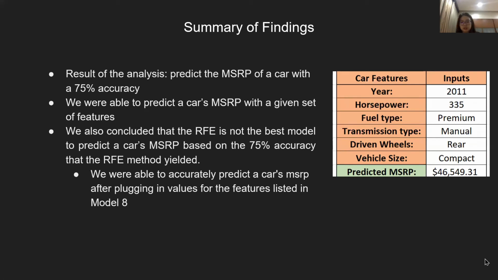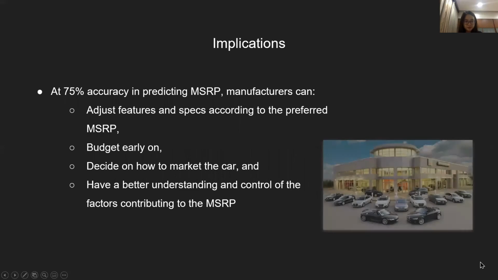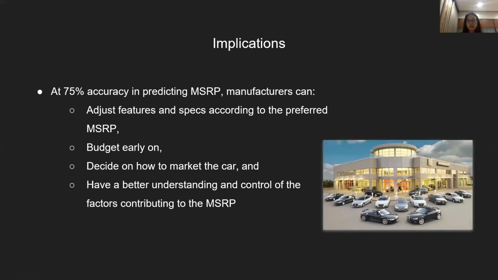Next slide, please. At 75% accuracy in predicting MSRP, manufacturers can adjust features and specs according to the preferred MSRP, budget early on, decide on how to market the car, and have a better understanding and control of the factors contributing to the MSRP. Next slide, please.